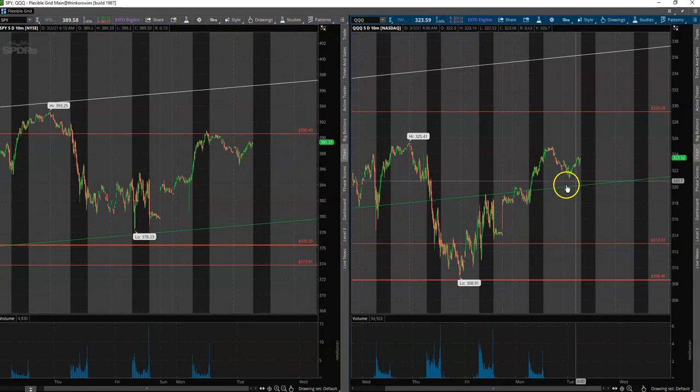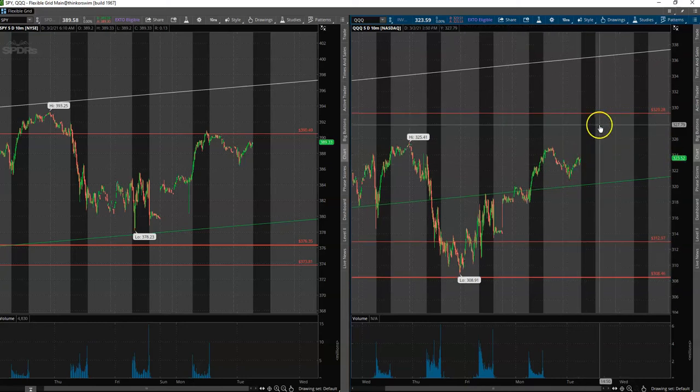Qs, we did come back down. We broke this trend that we were watching here. We broke this trend, we came back down, sort of tested it. Now we're sort of bouncing back. So we got plenty of room higher, back up here towards this 329.